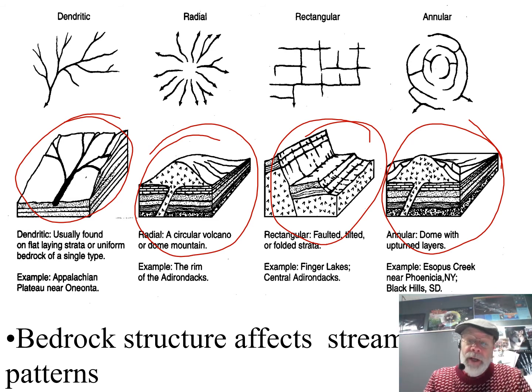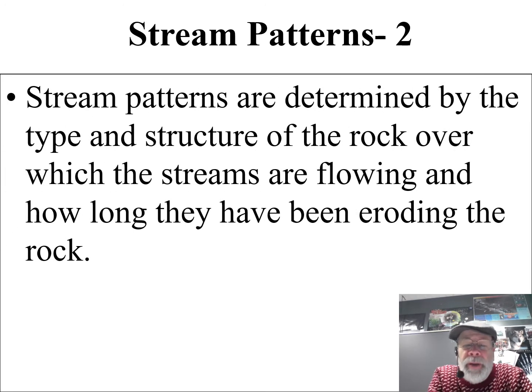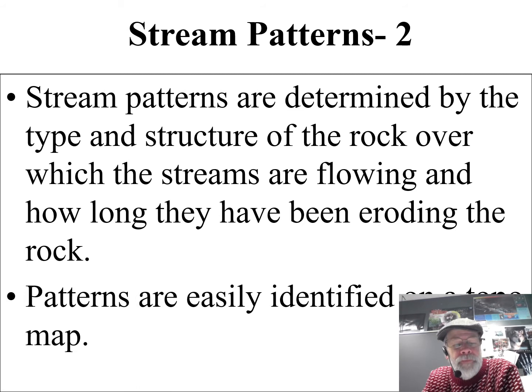But you can see this from aerial photos. You can see what the stream drainage patterns look like and infer what's going on. Stream patterns are determined by the type and structure of rock over which the streams are flowing and how long they've been eroding the rock. For example, in the Catskills, we have a dendritic pattern, but we've been eroding the rock for over 200 million years. So the valleys in the Catskills have grown tremendously deep. The patterns on a topo map are easily identified.